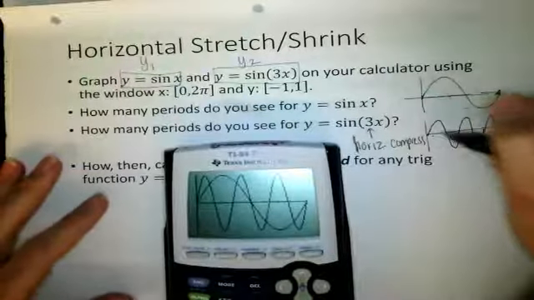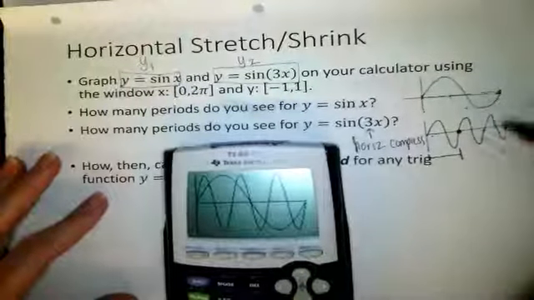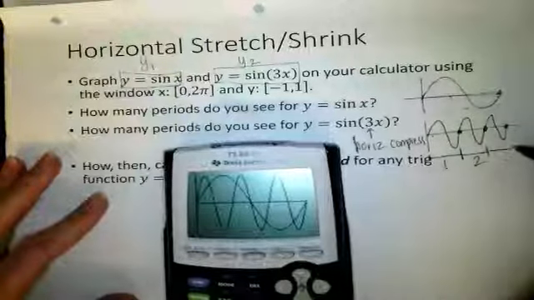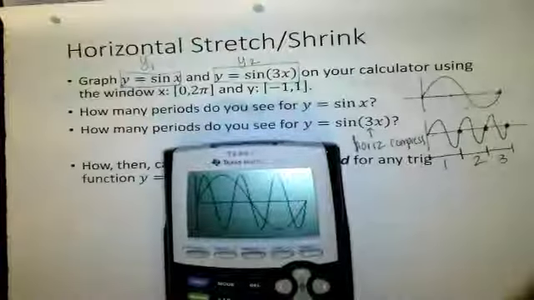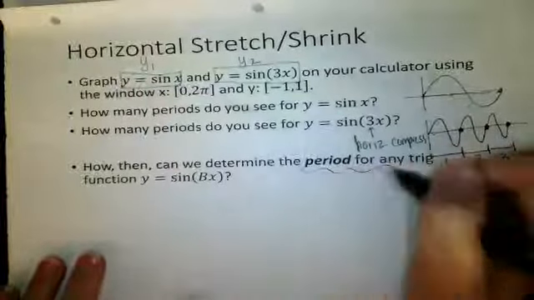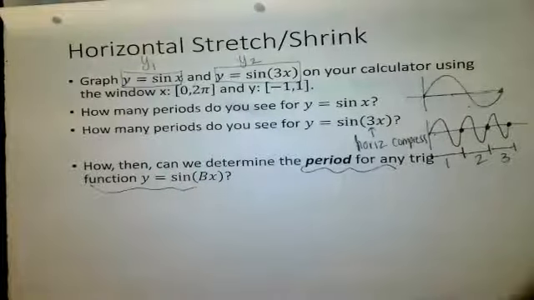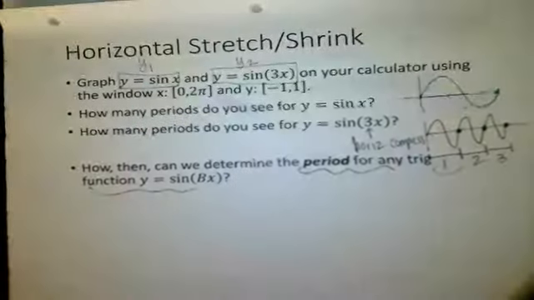Our big question then is, how many periods do we see here? 3 periods. We've got one period that stops right here. There's one. And then we have a second period, and then the third period of that sine function. So then the question really is, how can we determine the period for any trig function? So how long is this one period?